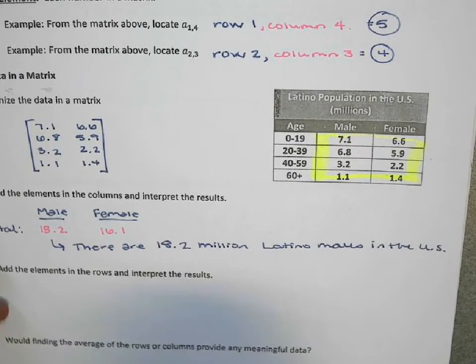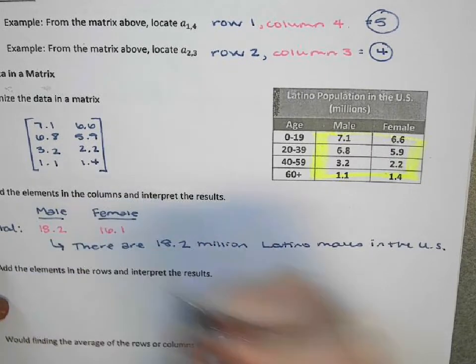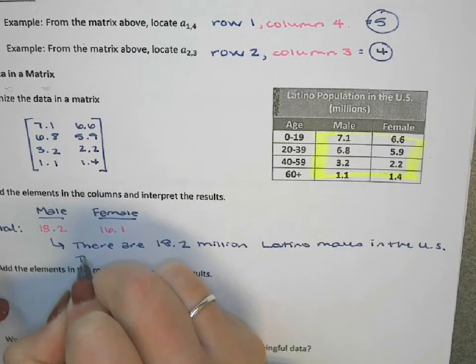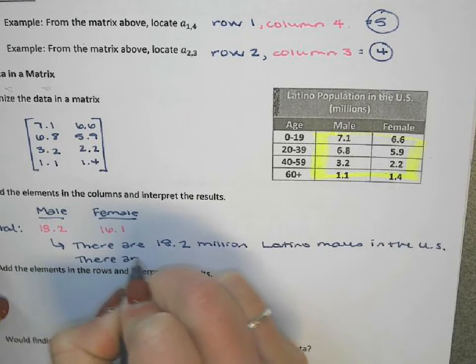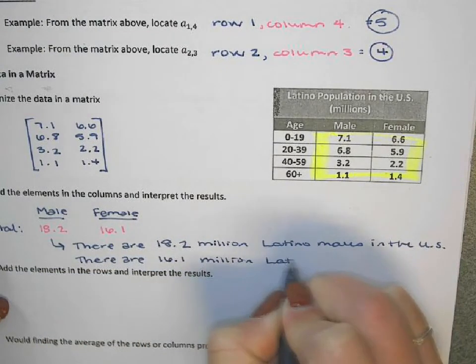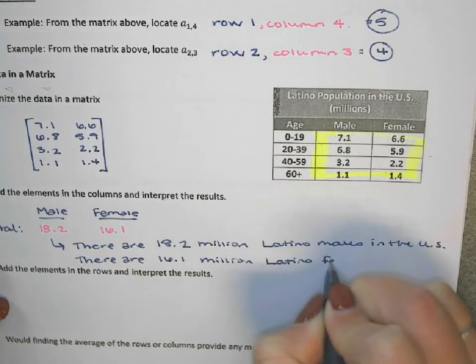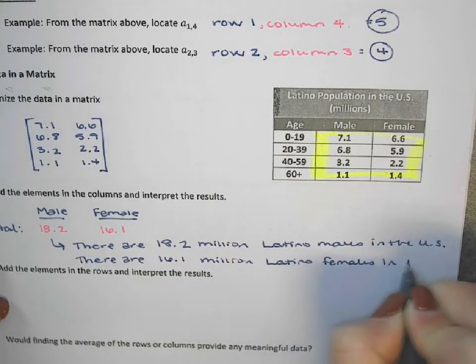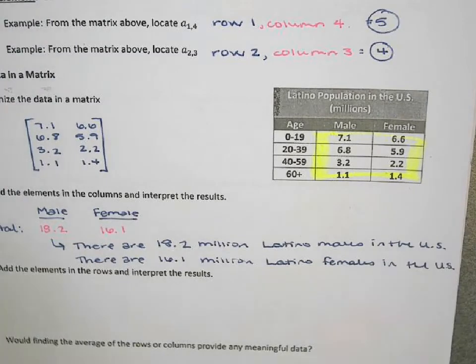And then we can use the 16.1 and write a very similar sentence. There are 16.1 million Latino females in the U.S. And that just depends on when that data was taken, in the year, whatever.